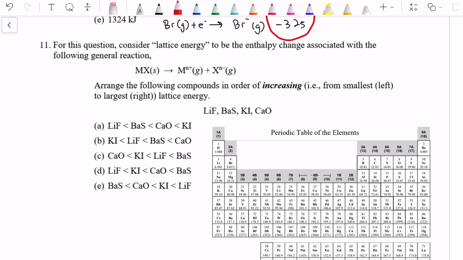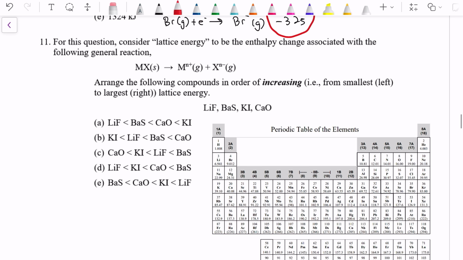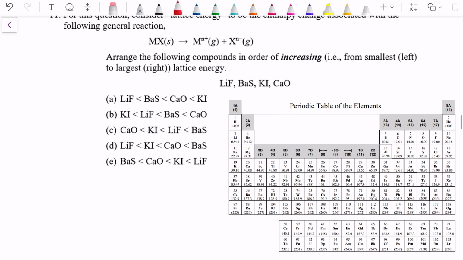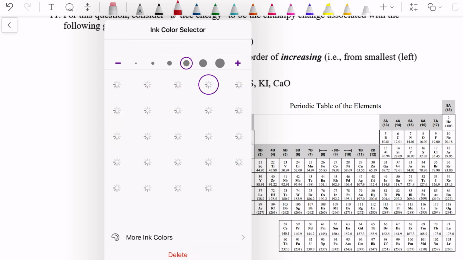11. For this question, consider lattice energy to be the enthalpy change associated with the following general reaction. Arrange the following compounds in increasing order of lattice energy. Anyways, lattice energy increases most significantly if there's a charge difference.